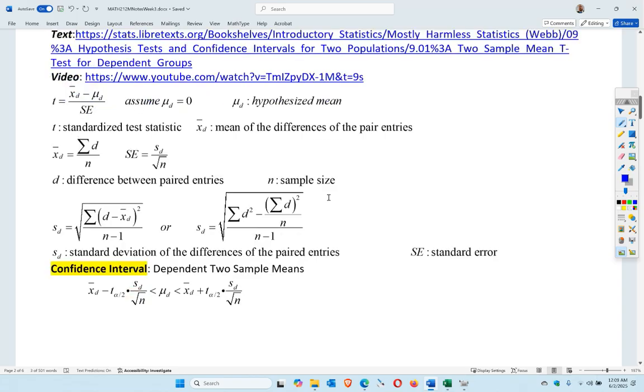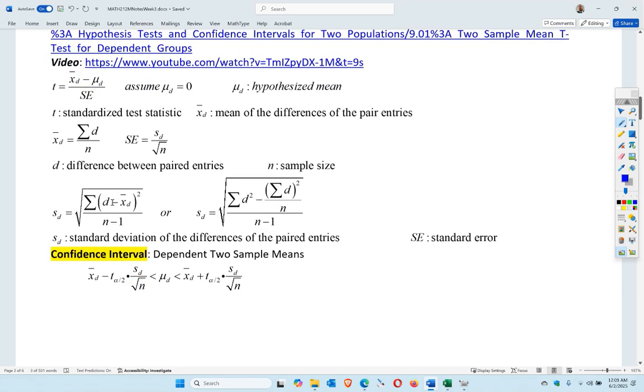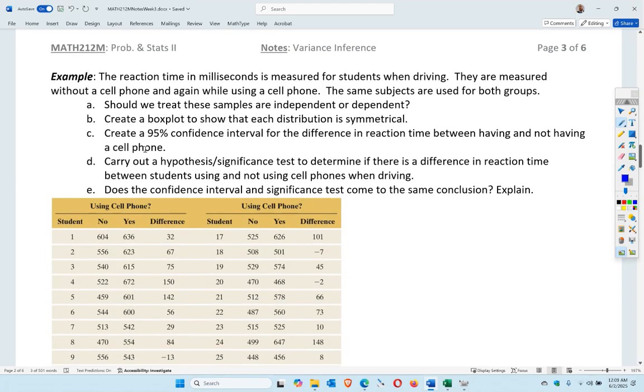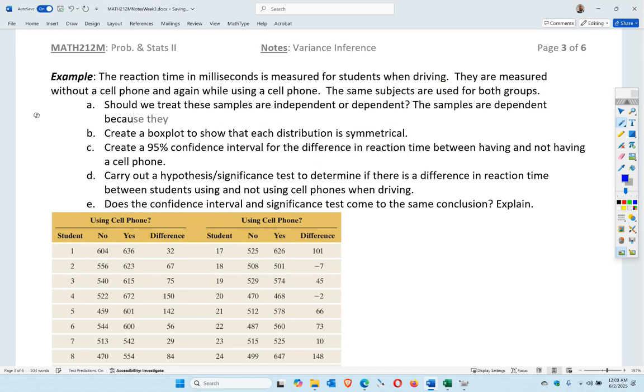Okay, so the formula's changed slightly in here. You'll see D for difference, is what we're going to do here. The first thing is, should we treat these samples as independent or dependent? These samples are dependent because they are the same person and the results depend on the cell phone use.